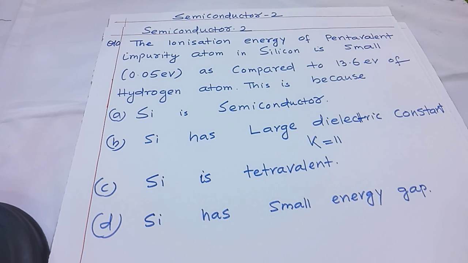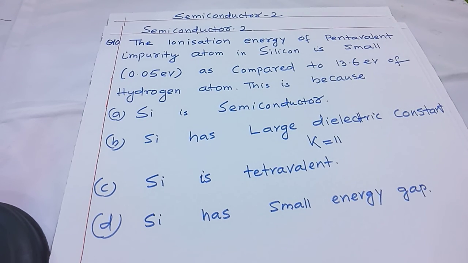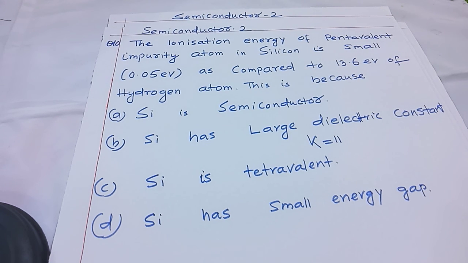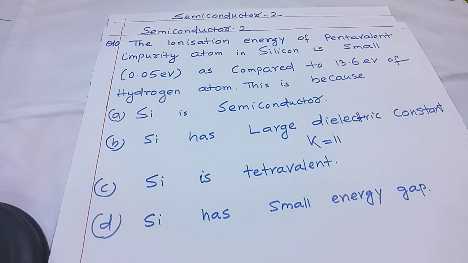The reason is that it has a large dielectric constant. In a dielectric medium, the electric field is influenced, the potential energy decreases, the kinetic energy also decreases, and the total energy also decreases. So thereby the total energy is very small, that is 0.05 electron volt.